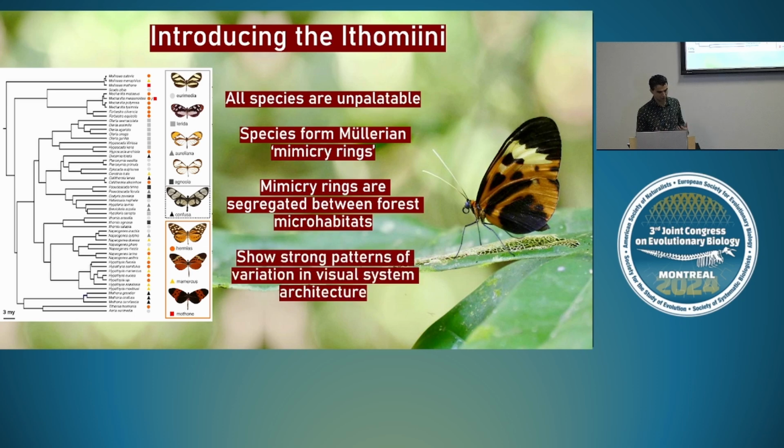But another thing we know a lot about these butterflies now is that they show really strong patterns of variation in visual system architecture, whether that be at the perceptual level, at the level of the eye, at the processing level in the brain, and even at the molecular level. So that suggests a high degree of evolutionary lability, but no one's actually ever measured the light environments in which these butterflies live and linked that to adaptive variation in their visual system.